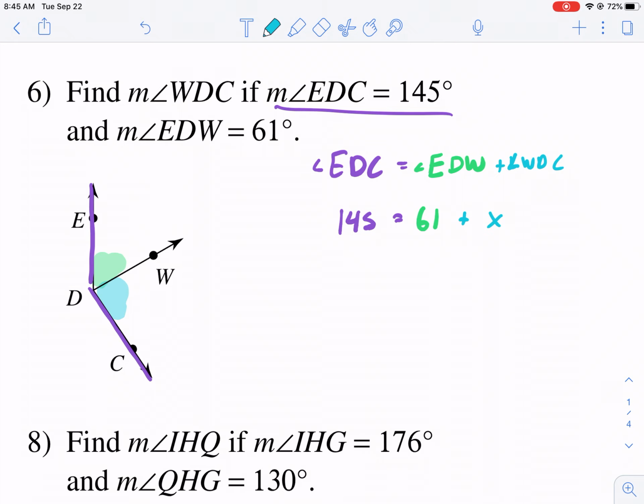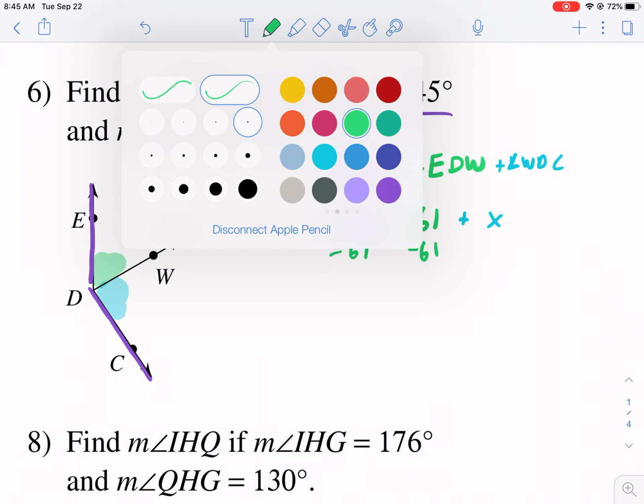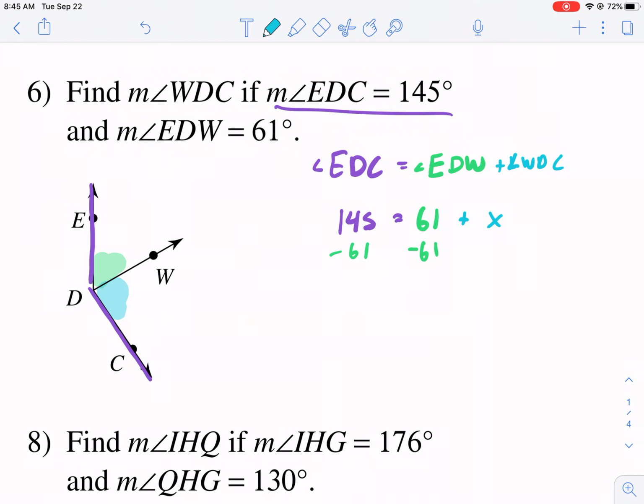Let's just call it X. Okay, so what we do is we're trying to get the variable or WDC by itself, so we subtract 61 from both sides. Okay, what do we get? 145 minus 61, we get 84. So X equals 84 degrees.